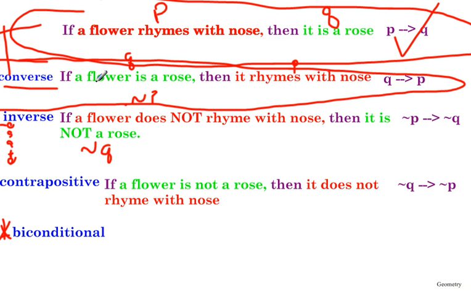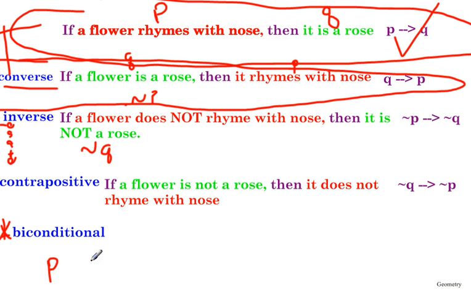Now check our converse. If a flower is a rose, then it rhymes with nose. Well, that's definitely true because you cannot deny that a flower rhymes with nose. It does. You can't say it doesn't. Okay, so since these are both true, we can come down here and write our biconditional.